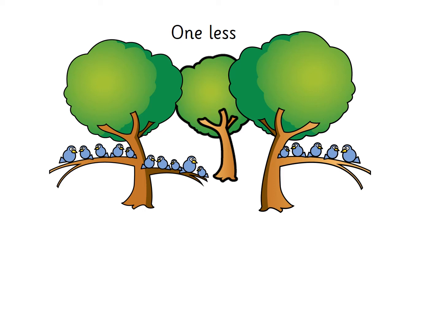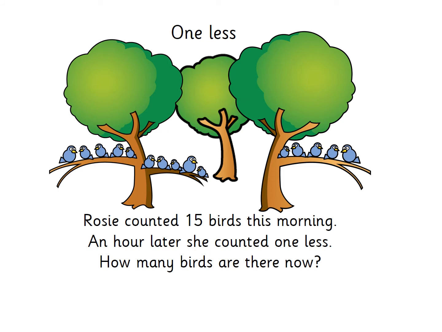So here we go. It says Rosie counted 15 birds this morning. So let's just count to see if we've got 15. Starting from the left hand side, 1, 2, 3, 4, 5, 6, 7, 8, 9, 10. 10 on that first tree. 11, 12, 13, 14, 15. So we've got 10 on the first tree, 5 on the other tree, 10 and 5, we've got 15. So she's right. Rosie has counted 15 birds.